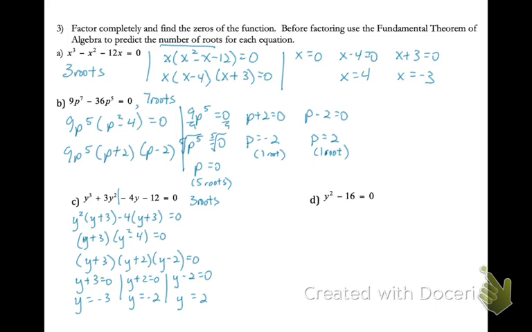All right, for D, it's a power of 2, so we're going to end up with 2 roots. Notice it's 2 terms, and so you ask yourself, is it a difference of squares? It sure is. You can square 4 to get 16. So it will factor as y plus 4 times y minus 4. You're going to set those each equal to 0 and solve. So our 2 roots in this case are 4 and negative 4.